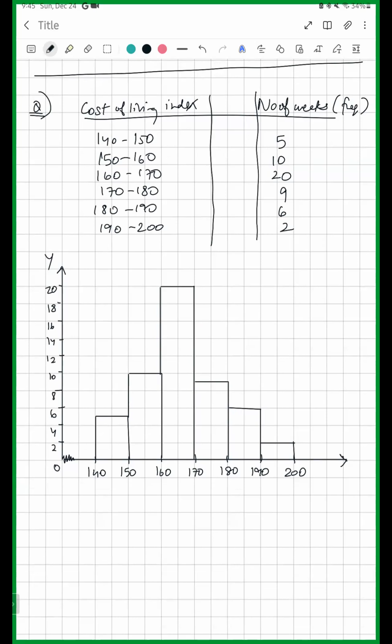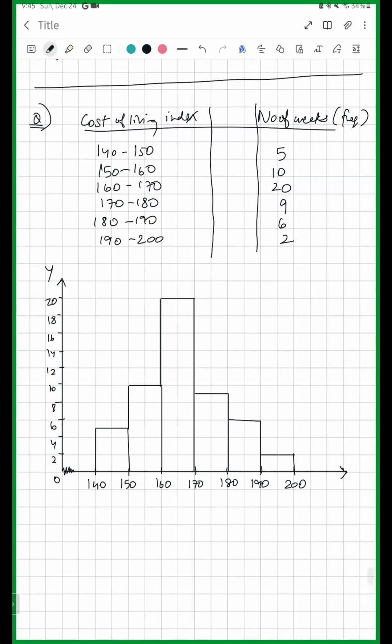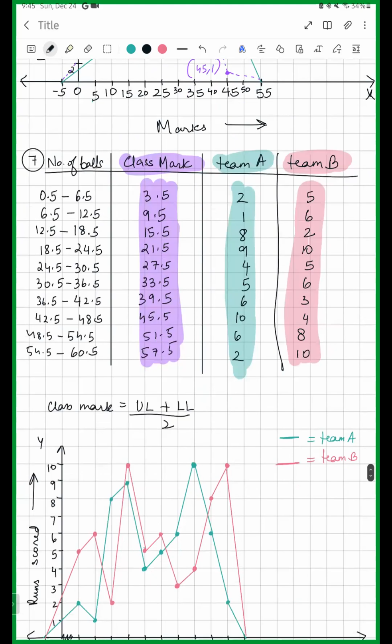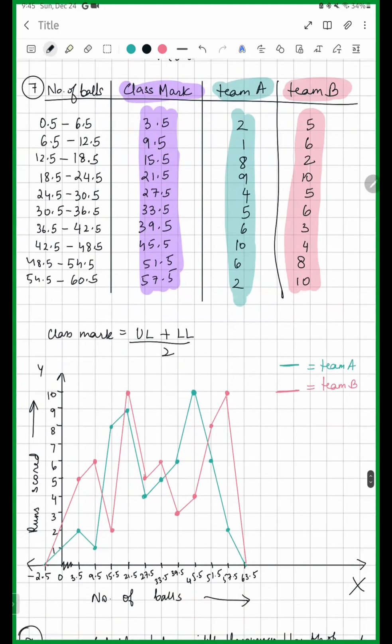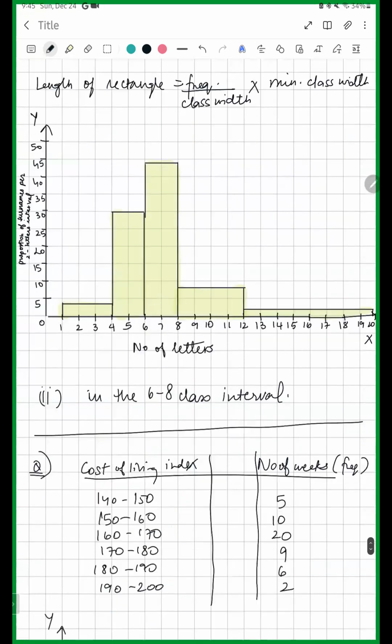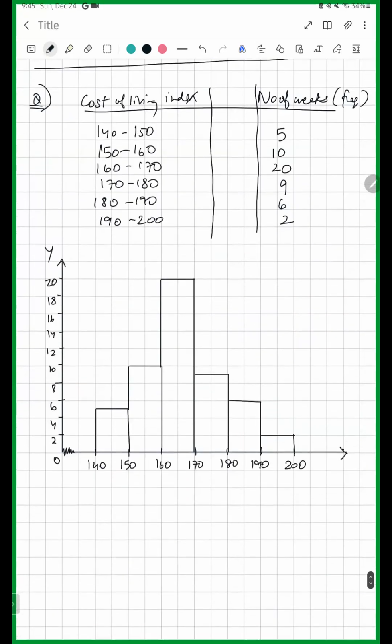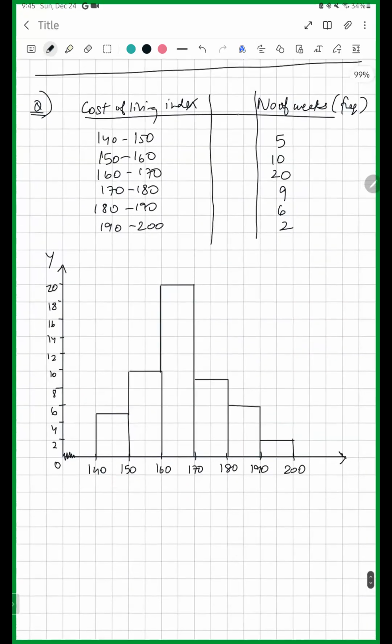So now what we're going to do is, if you remember, when we were making the frequency polygon, we used to make the class mark. Class mark is what lies exactly between these two things. So what lies exactly between 140 and 150? 145, right? So the class mark is going to be 145 here, 155, 165.